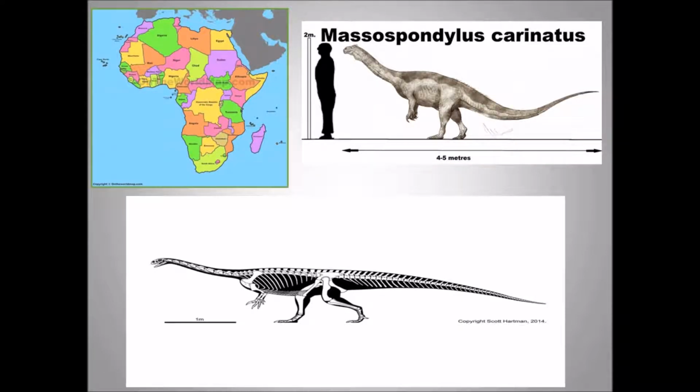So here in the upper left corner, you see the map of Africa, and in the southern countries down here of Africa, those are pretty much where Massospondylus is going to be found, like South Africa, Zimbabwe, those types of areas. Here's the size chart. Now there is a possibility that there is a specimen out there that is a bit taller than what is described on this chart, but it's pretty close. And then on the bottom here, a rendition of the Massospondylus skeleton by Scott Hartman.